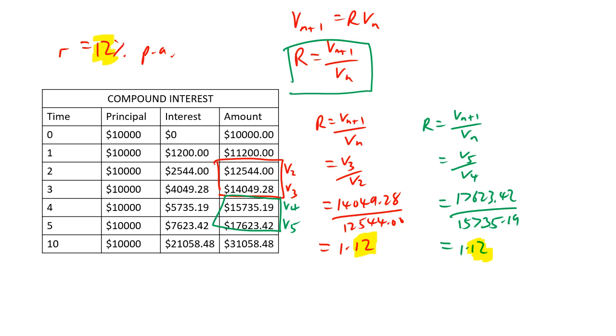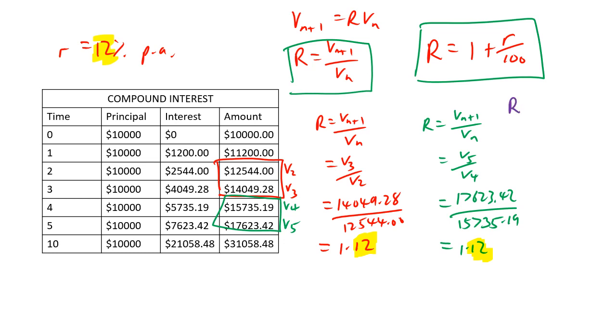Well, there's another formula for you, that big R equals 1 plus r over 100. That's a fairly straightforward formula to use. So if we just said, R equals 1 plus 12 over 100, that does in fact equal 1.12, exactly what we said before. So that's how you work out what R is. There's two formulas and two ways to work that out.